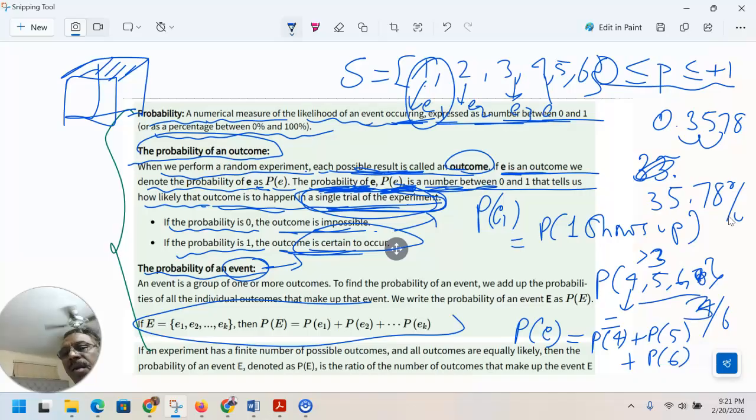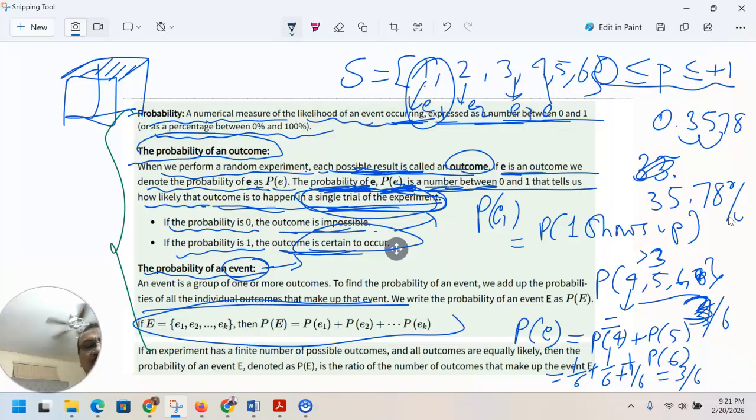Sorry, this is 3. I think I'm doing it fast. 3 means it is 1 out of 6 plus 1 out of 6 plus 1 out of 6, and that is 3 out of 6. Okay, and this is what this actually means. Anyways, I think I messed up here.